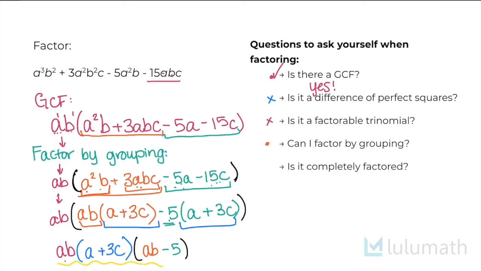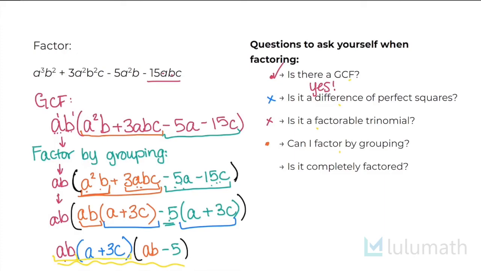So we've gotten to this point right here, and I want to see, is this completely factored? So I'm going to go through my list of questions for each one of my 3 factors and see if I can take it any further. So my first factor is AB. There is no GCF because it's a monomial. It's not a difference of perfect squares because it's a monomial. It's not a factorable trinomial, again, because it's a monomial. And I can't factor it by grouping because with monomials, there's nothing to group.